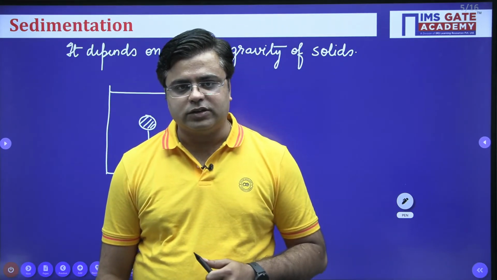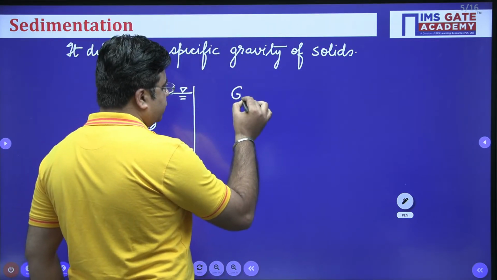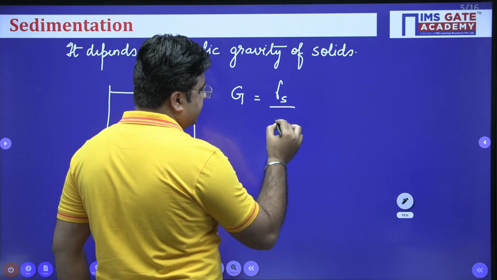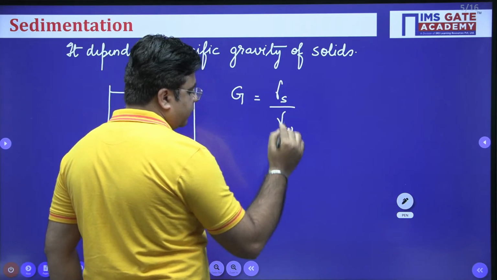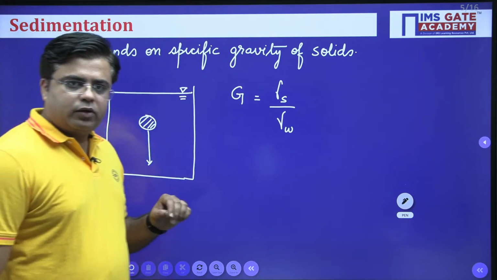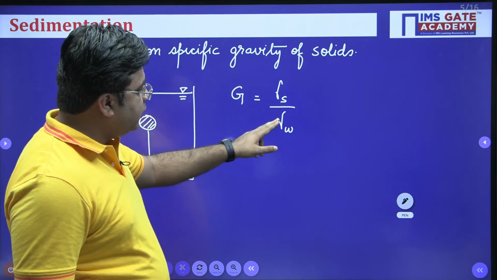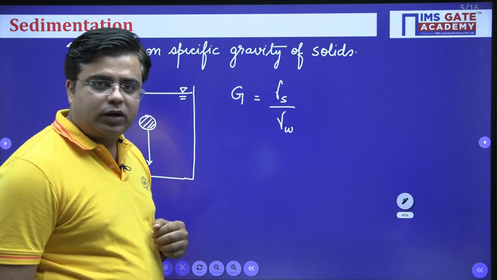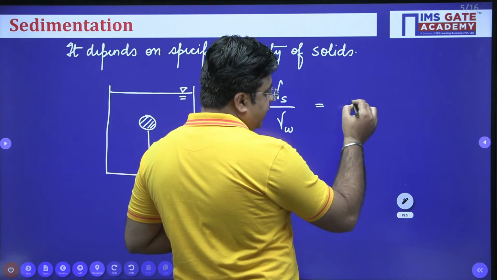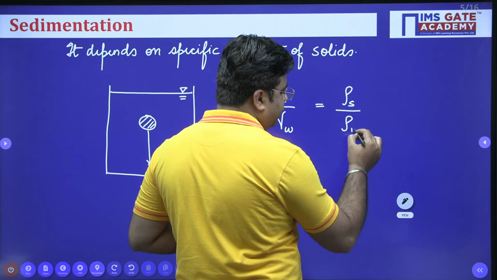Specific gravity G is defined as the ratio of unit weight of solid, gamma S, divided by unit weight of water. Right now for us, the fluid is water, okay? So specific gravity of solids is equal to unit weight of solid divided by unit weight of water. The same thing can be written in terms of density. It is equal to density of solids divided by density of water.